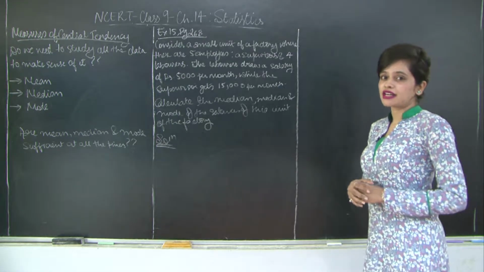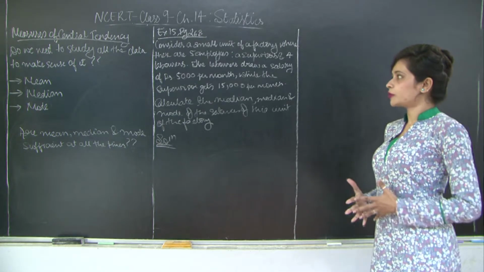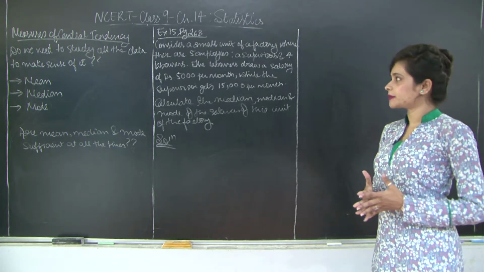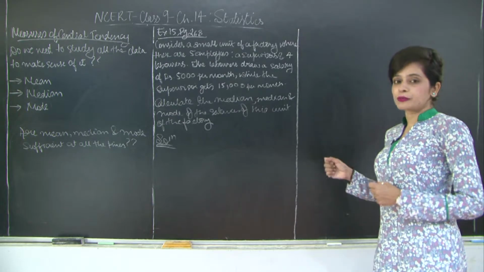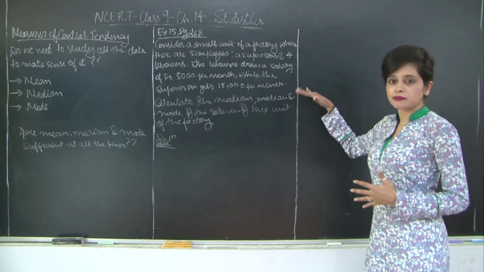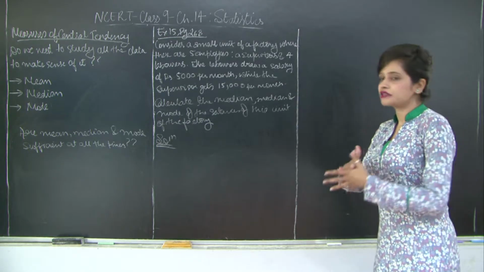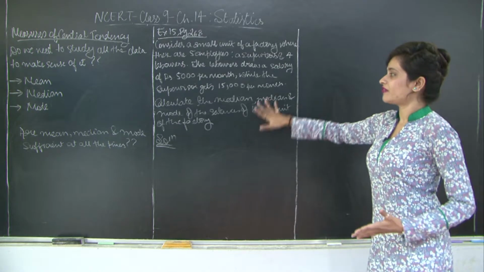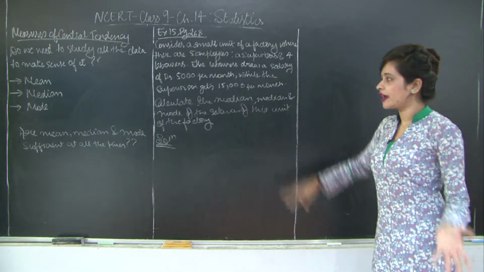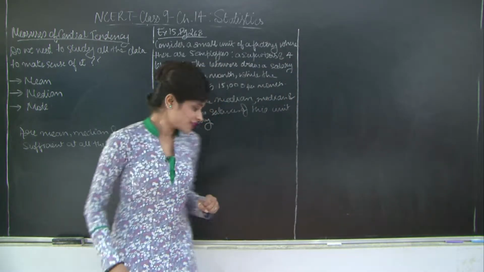So let's read it out. Consider a small unit of factory where there are 5 employees, a supervisor and 4 laborers. The laborers draw a salary of rupees 5,000 per month, whereas the supervisor draws 15,000 per month. We need to calculate the mean, median and mode of the salaries of this unit of the factory. So we will find the mean, median and mode and get back to this question in today's lecture. Okay? So let's get started.